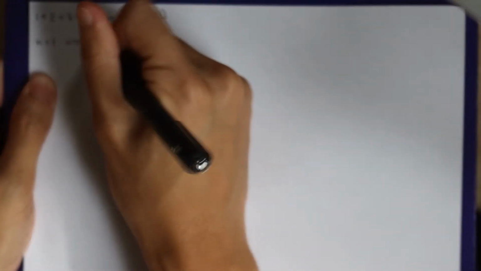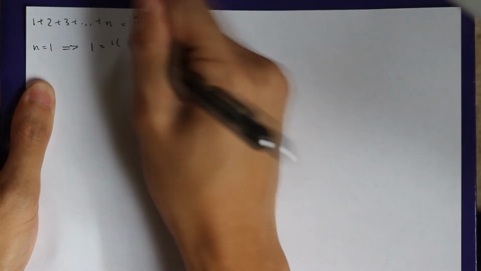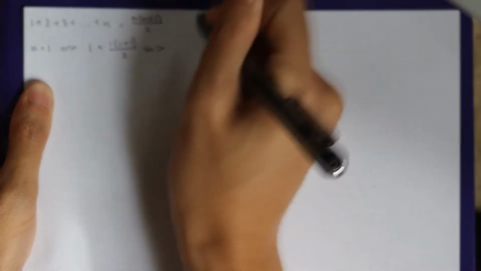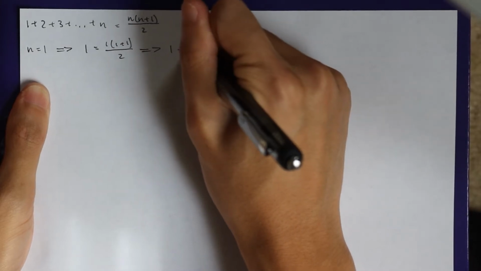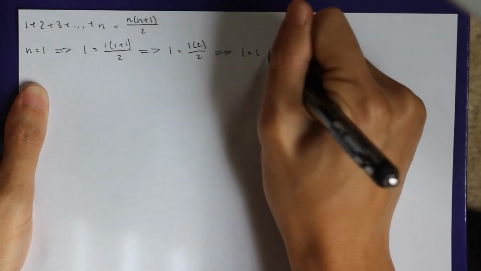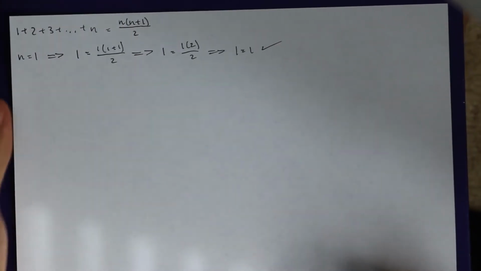We just plug into the formula, so in this case we substitute n for 1, which is equal to 1 times 1 plus 1 divided by 2, and we get that 1 is equal to 1 times 2 divided by 2, and we get that 1 is equal to 1. So the n equals 1 case is true. Now we have to show the second case, n equals k.